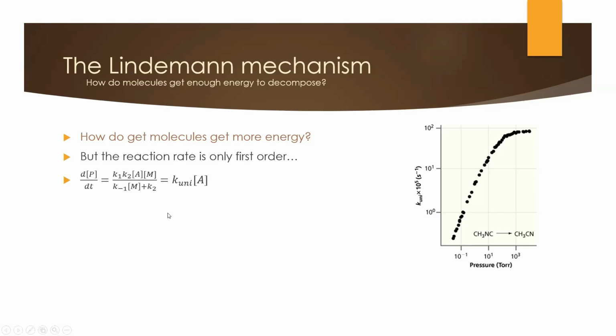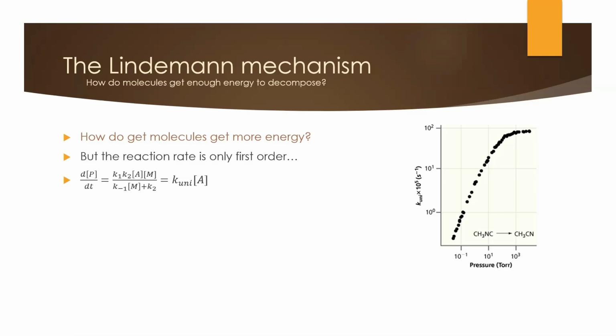If we have very high concentrations, K minus 1 times M is greater than K2, and the M's will cancel out, and the rate, this K uni here, should be independent of the pressure. And we can see that up here. So at high concentrations, the rate is independent of increasing concentrations. However, at low concentrations, we can ignore this term and we get K1 times A times M, and we should have a linear dependence. And we see that here as well.